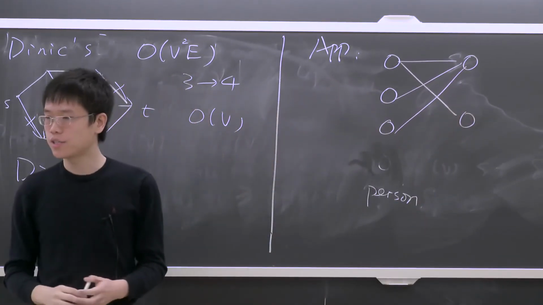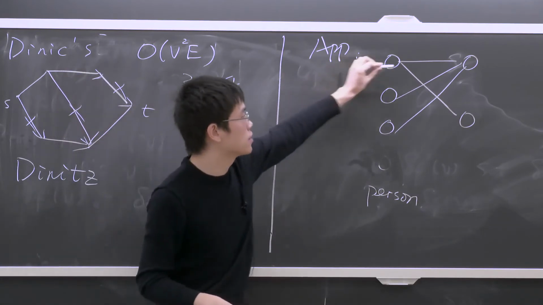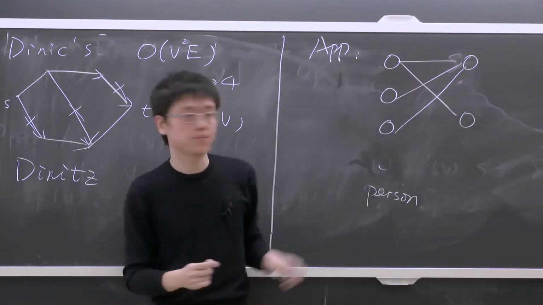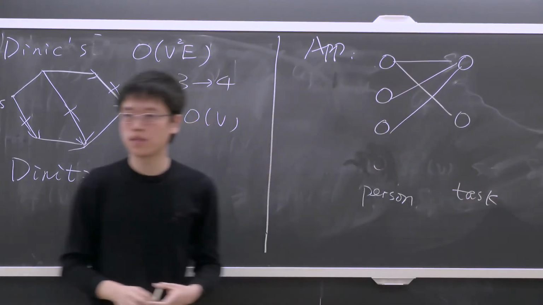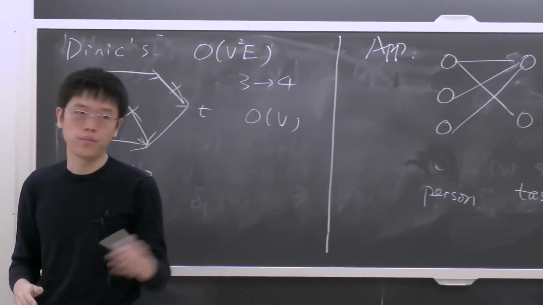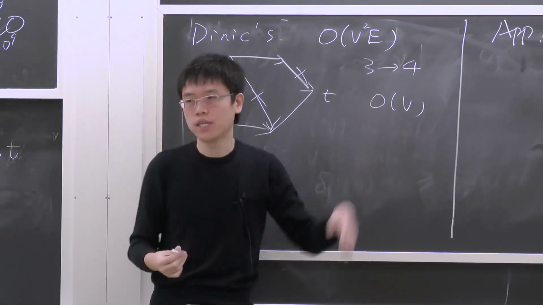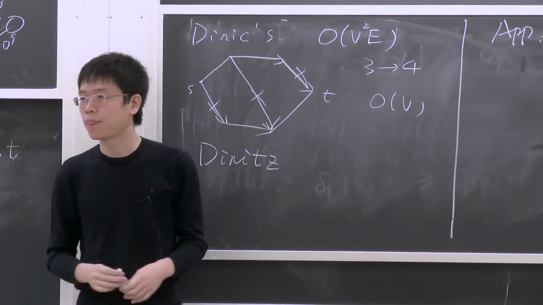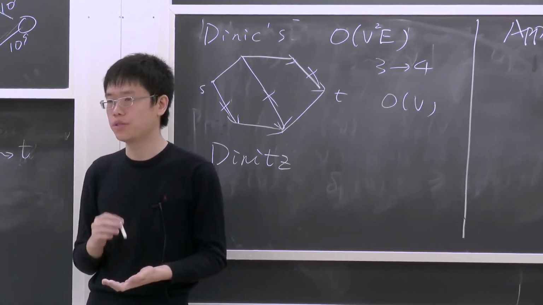And each edge, if there is an edge, means this person is capable of performing that task. The problem is to find the matching, which means the assignment from people to tasks, such that we get as many tasks done as possible. One person can only do one task, and one task only needs one person.